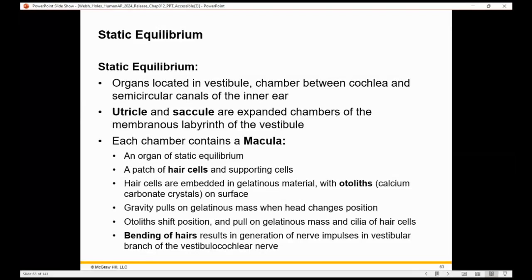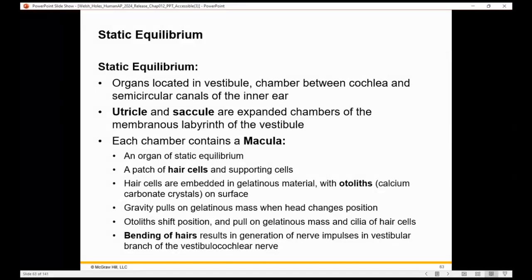In static equilibrium, the organ is located in the vestibule, which is a chamber between the cochlea and semicircular canals of the inner ear. The utricle and saccule are expanded chambers of the membranous labyrinth of the vestibule, and each chamber contains a macula. This is an organ of static equilibrium. A patch of hair cells and supporting cells are a part of this. The hair cells are embedded in a gelatinous material, with the otoliths, which are calcium carbonate crystals, on the surface.